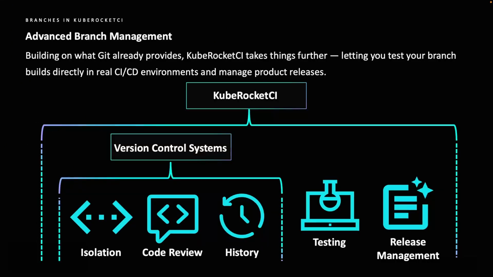KubeRocketCI takes the process of working with branches to a new level. With KubeRocketCI, you can develop your code and also test your changes directly in the CI/CD flow. This means you can see how your changes will impact the real environment simply by building your branch. This helps you immediately verify the quality of code and its functionality with minimal intervention. Developing your changes is the only thing you should focus on.